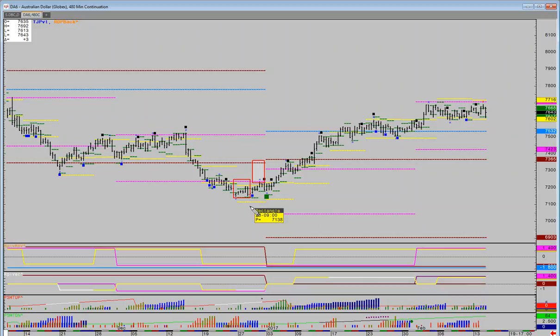Now, why was it oversold? Well, both the weekly pivots were below the monthly pivot, so the yellow under the pink, and also the lower monthly pivot was below the quarterly pivot. So that's quite a degree of oversold, and the market has corrected up as a result.